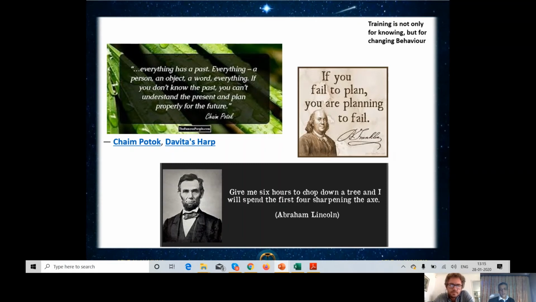Let's take Abraham Lincoln. He says, if you ask me to chop down a tree, it will take me 6 hours. The first 4 hours I will spend sharpening the axe. Effective behavior. That's a very good analogy. Straight to the point.